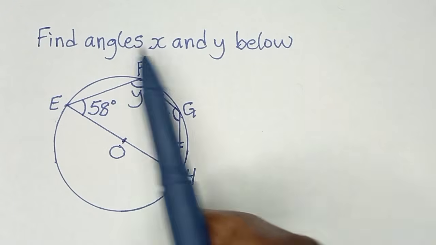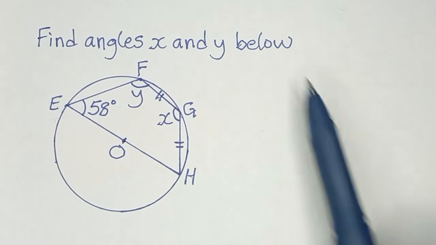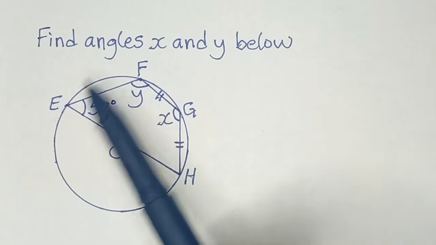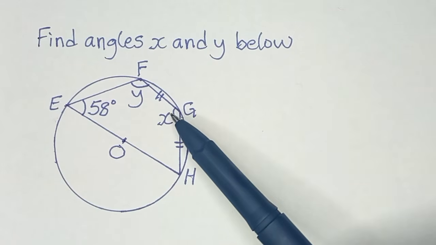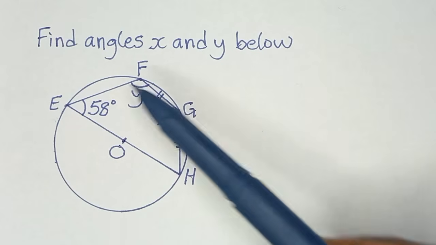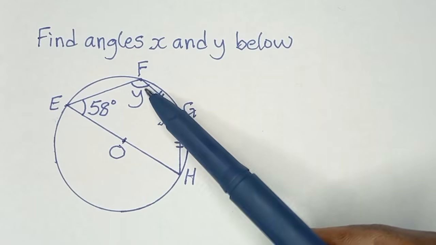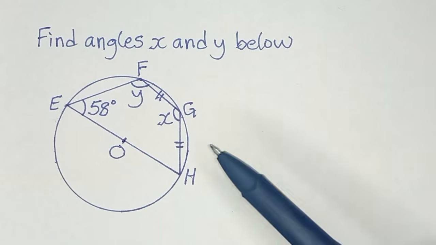Find angles X and Y below. Now, in this circle geometry question, you agree with me that to find angle X is very simple, but the challenging part is how to obtain angle Y.